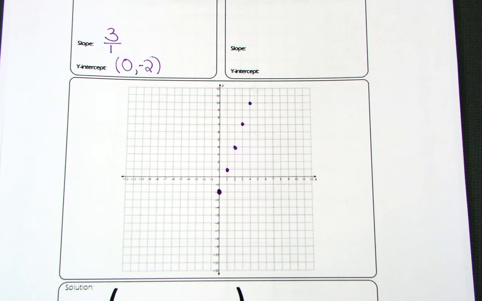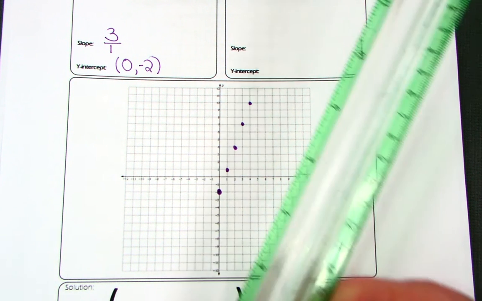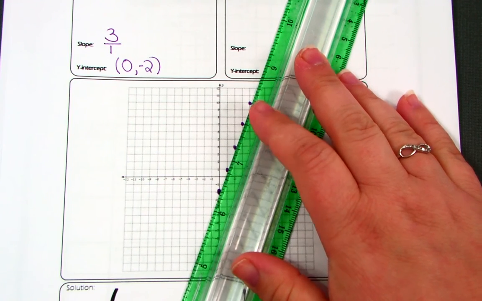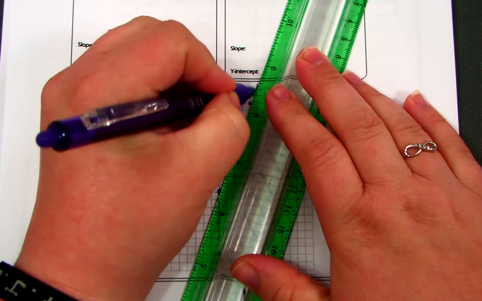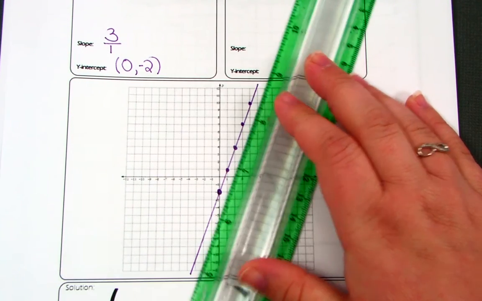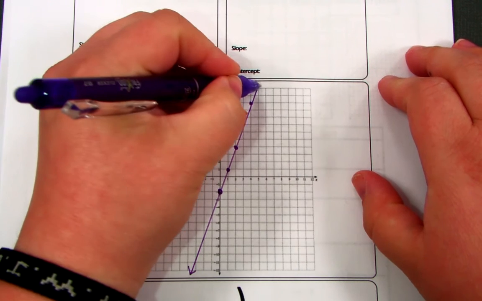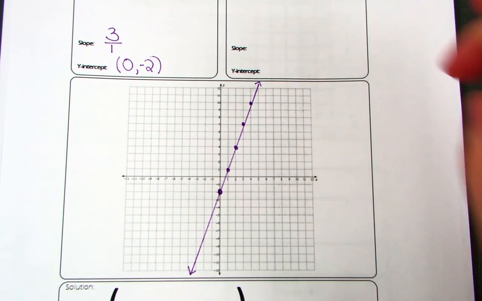There's a couple of reasons for this. Number 1, we get a better line this way. And number 2, we have a better shot of telling exactly what the point is that the other equation crosses at. Use our straight edge to draw our line all the way through. And of course, don't forget your arrows.